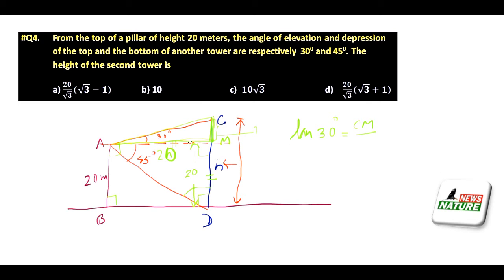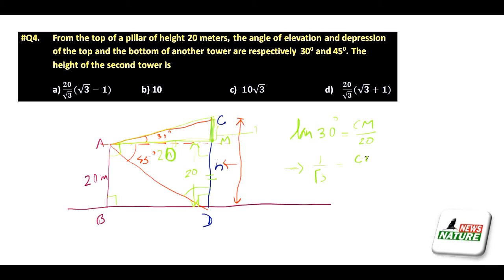Tan 30 means this value, that is CM, divided by this value, that is 20. Tan 30 is how much? 1 by root 3, that is equal to CM by 20. So from here, what is CM equal to? It is 20 by root 3 meters.